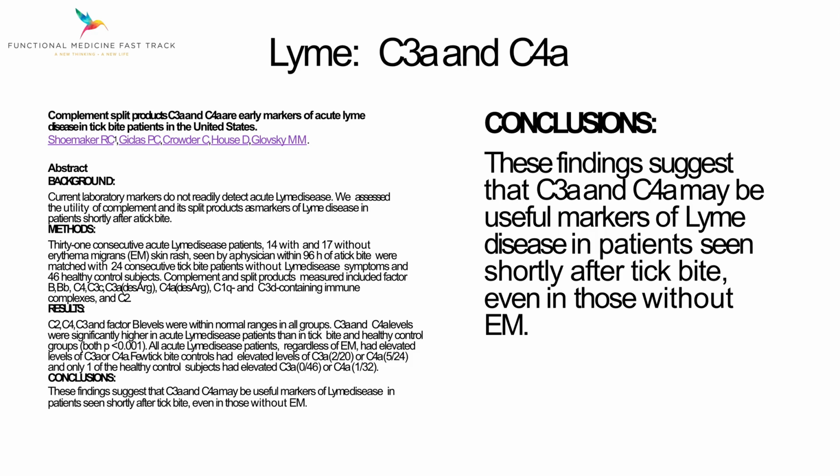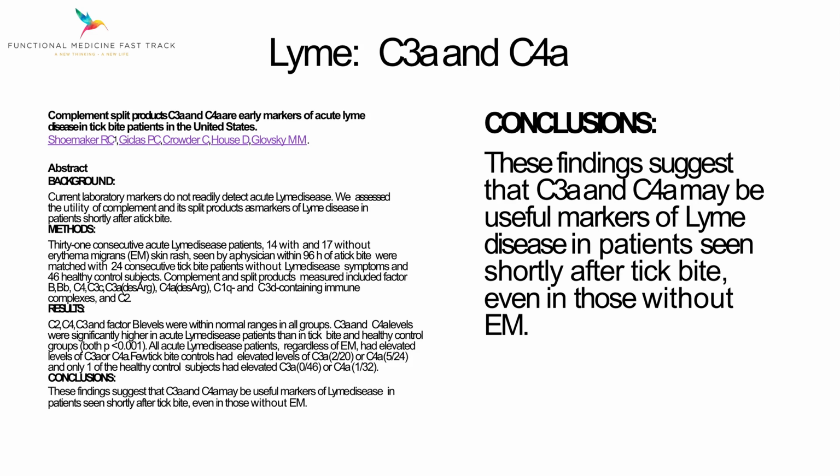Now, the next two parts of the immune system to assess are C3a and C4a. And these findings suggest, from many research papers, but this one particularly, that C3a and C4a may be useful markers of Lyme disease.